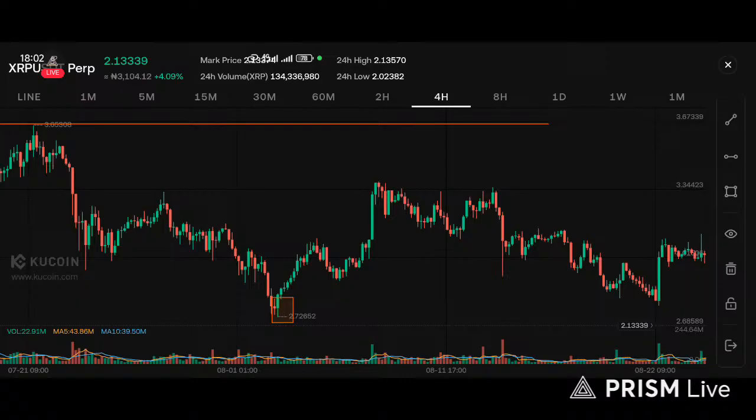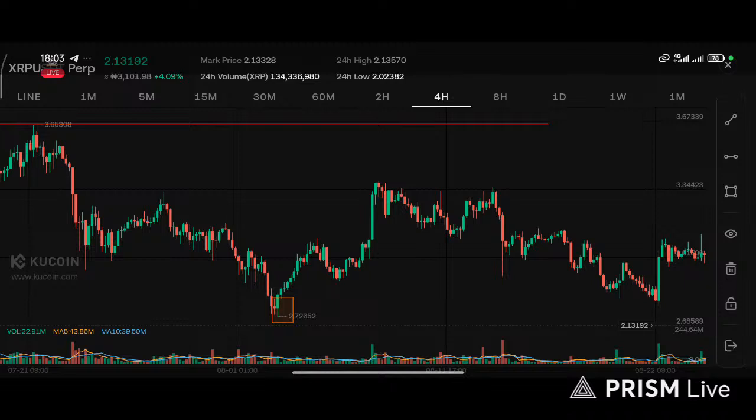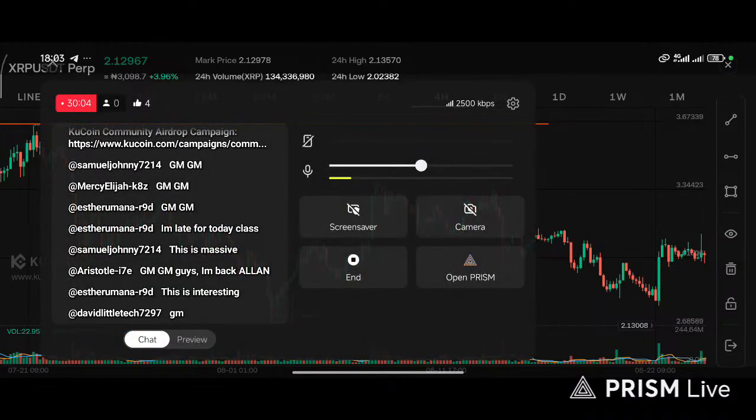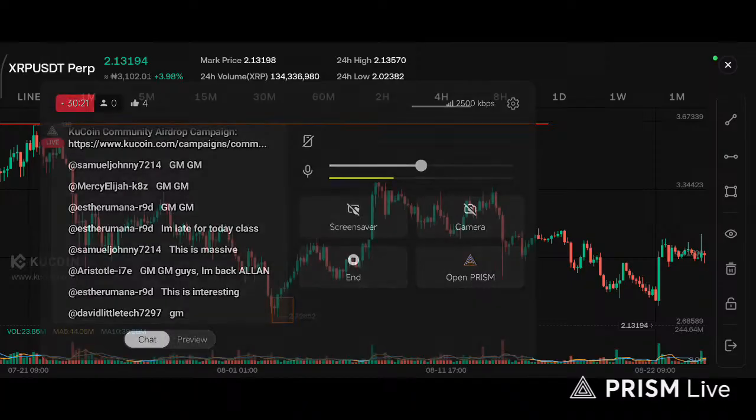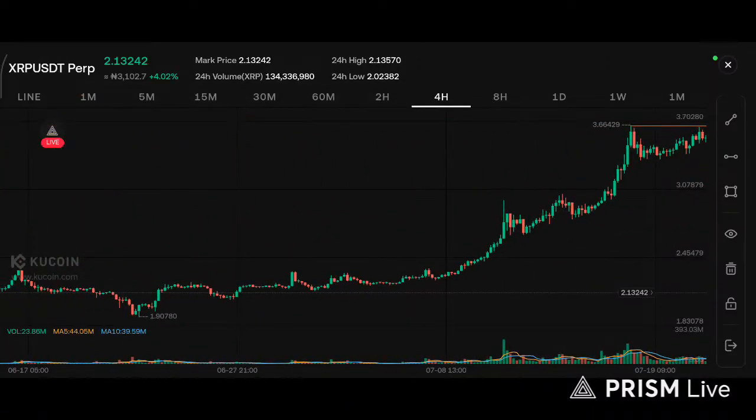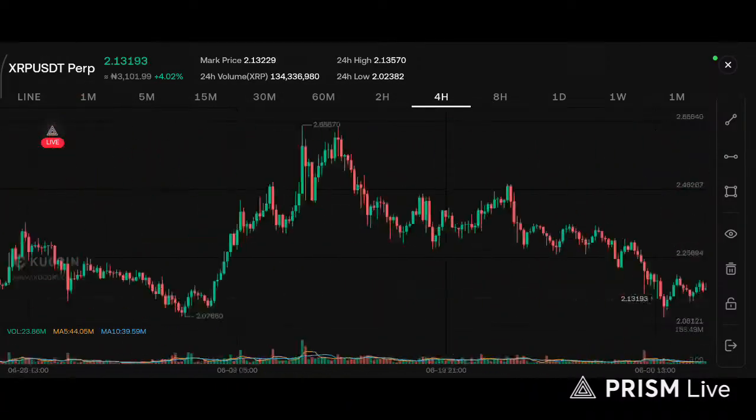So this is it. Do you know the importance of valid sweeps? A valid sweep means the stop losses are complete. The directional move is about to begin. Let me show you what the directional move is about to be after a valid sweep.